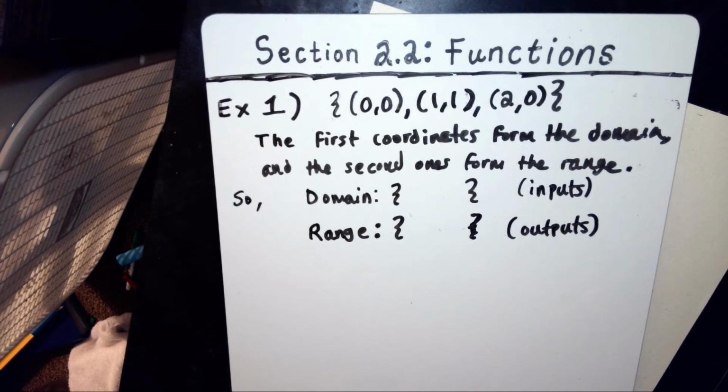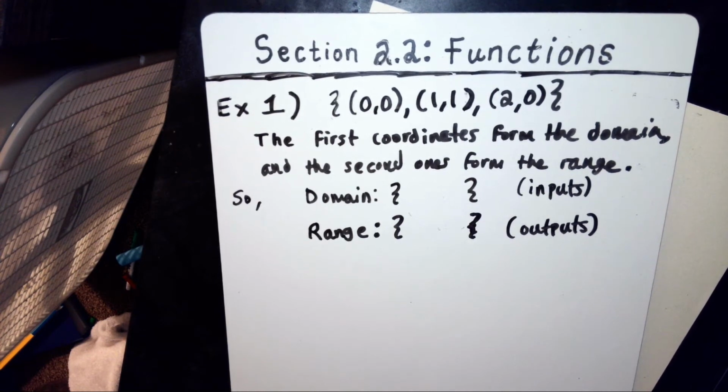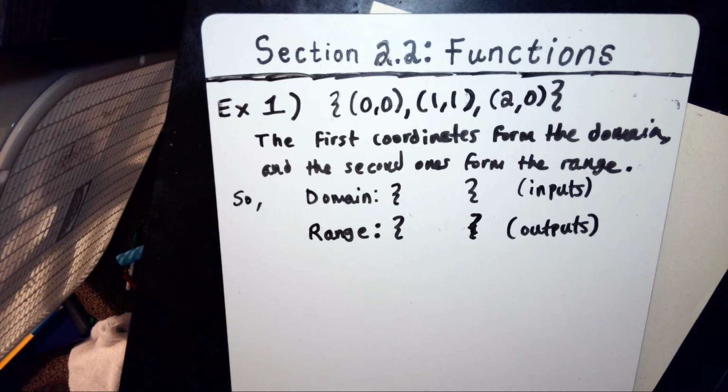This will be on section 2.2, functions. We're picking up from last time. Last time we defined what a function was and we saw some examples. Now we're going to go a little bit more into some of the notation, and we're going to talk about domain and range and some more terminology and function notation. So let's start getting to it.